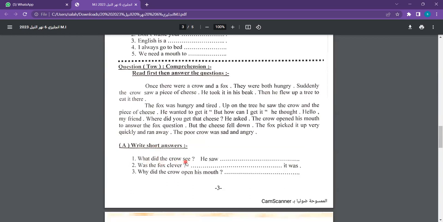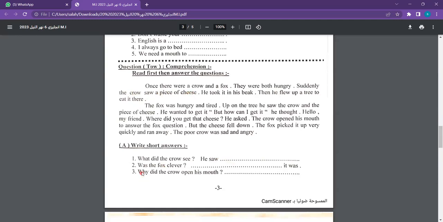What did the crow see? He saw the crow and the pieces of cheese. Very good. Good job. The answer is here: the crow saw a piece of cheese. He saw a piece of cheese.